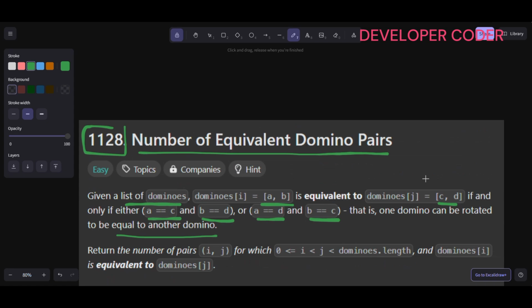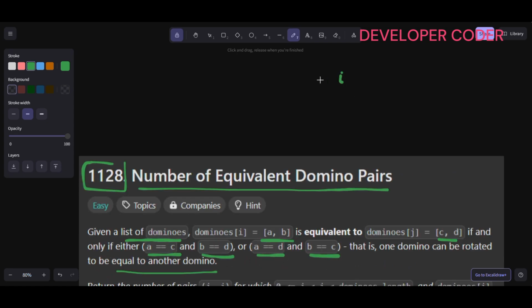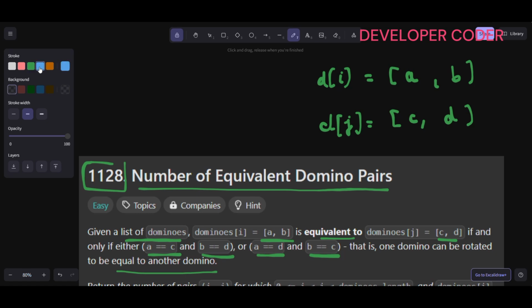Okay, so let's see here. So dominoes at i, we have a and b. And dominoes at j, we have c and d. So they both are going to be equivalent if my a value is equal to c and my b value is equal to d. This is one case. The second case is if my a value is equal to d and my b value is equal to c. This is the second case.